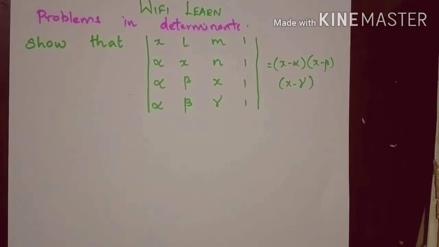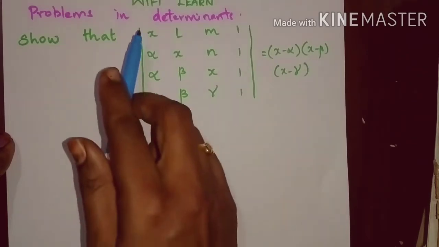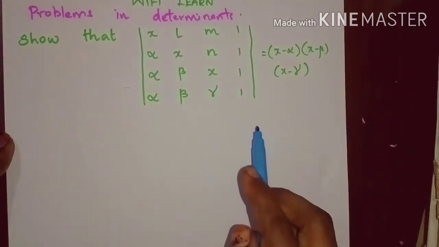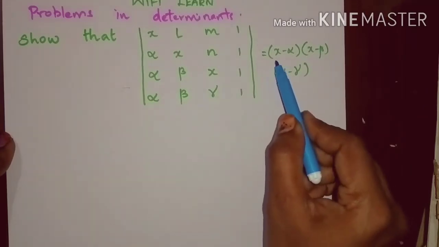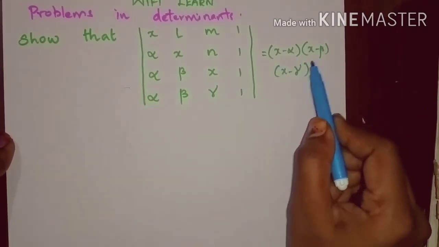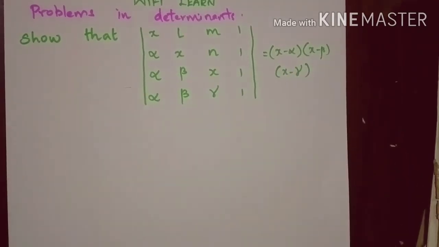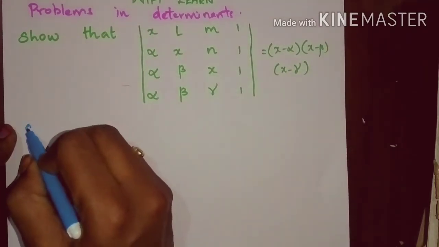In this video, we can see some problems in determinants. In this problem, they have asked us to show that this fourth order determinant, it has 4 rows and 4 columns, and it has to be proved as x minus alpha, x minus beta and x minus gamma. So this is a fourth order determinant. You may feel that it is a little bit complicated, but it is very easy. Let's see the solution of this problem.